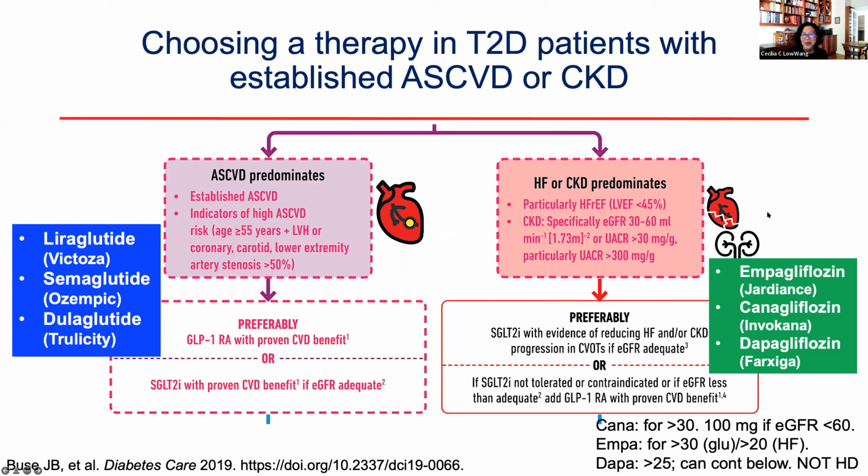And so how do you choose between those two? This is another slide from a consensus statement that came out 3 years ago that I thought was a really nice diagram. So that's why I've included it here. You look at what's predominating and what you're trying to focus on, and that's how you choose. So if it's ASCVD, you might choose a GLP-1 more so, although there are certain SGLT2s that also lower your risk. If it's more heart failure or CKD, then it's more the SGLT2s first.